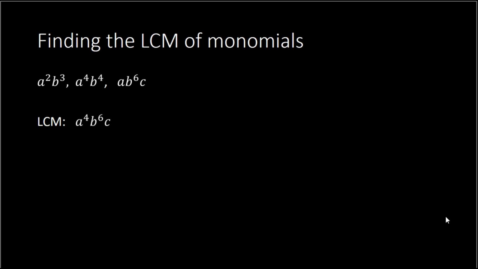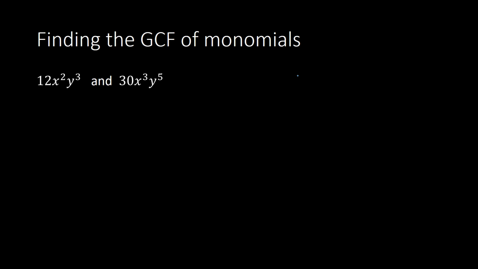Next, I would like to explain how to find the greatest common factor and the least common multiple of expressions that include both numbers as well as variables with exponents. So here we now have a 12 along with x squared y to the 3rd and the number 30 with x cubed y to the 5th. So what I want to do is look at the number part separately, and then we'll do the variables at the end.